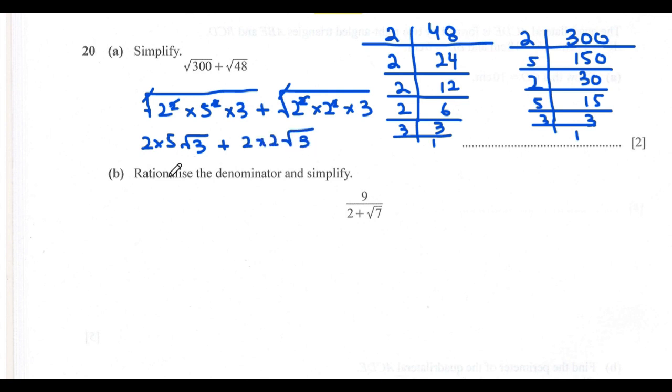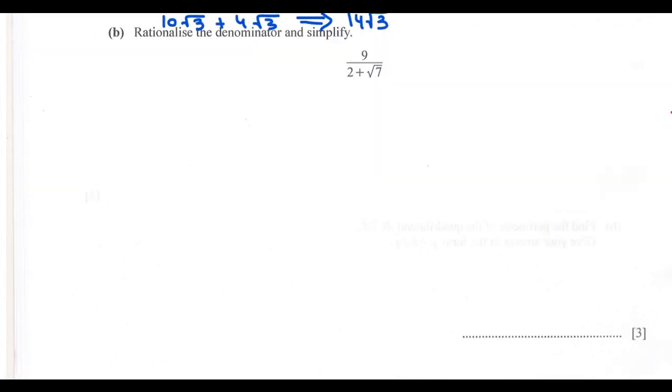Now I'll do the multiplications. 5 2's are 10 under root 3 plus 2 2's are 4 under root 3. So 10 under root 3 plus 4 under root 3 is collectively 14 under root 3. You know, it's the property of addition of surds.